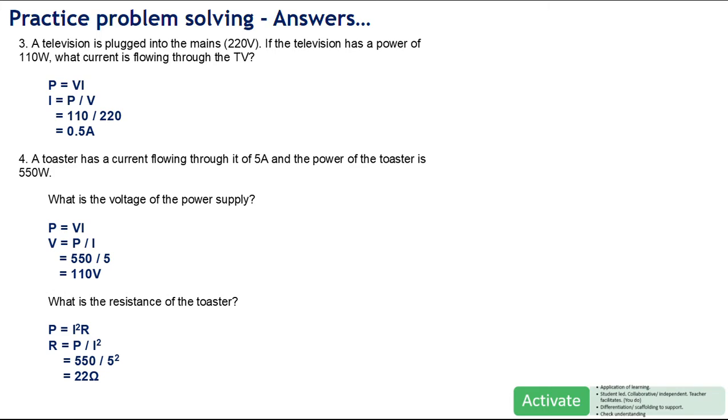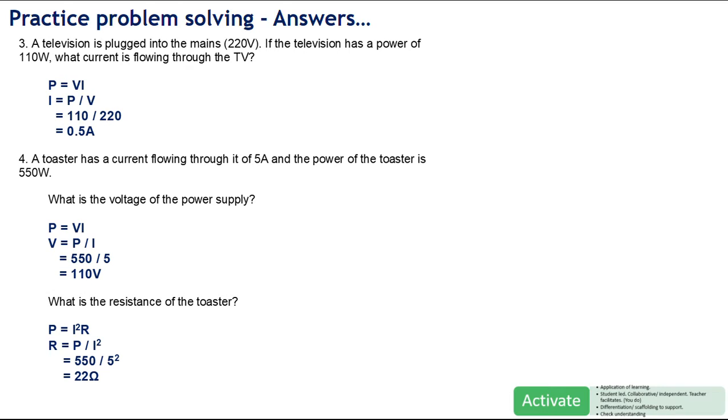3 and 4. 3 is a straightforward application. Number 4, nothing challenging there. Notice that we get a voltage of 110 volts for this one. So I'm guessing that that toaster comes from America, which will use a different voltage supply to us. And we get a resistance of 22 ohms, which is typical for that sort of heating resistance.